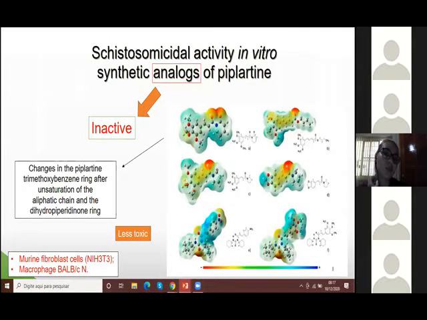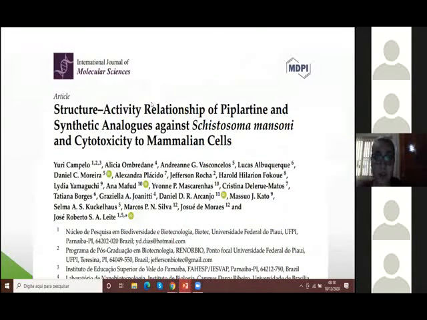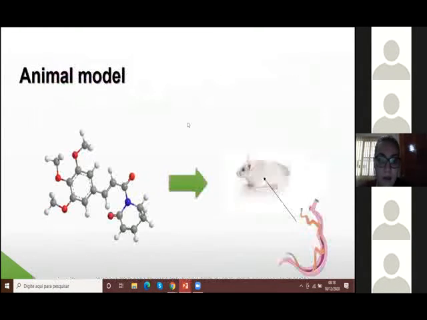And we analyzed it too in in vitro assays. We decided to construct some synthetic analogues to reduce a little of the toxicity of piplartine. We altered the rings of piplartine, and we tested them in fibroblast cells and macrophages, and we identified that the analogues were inactive against Schistosoma. This was published too in the International Journal of Molecular Sciences.